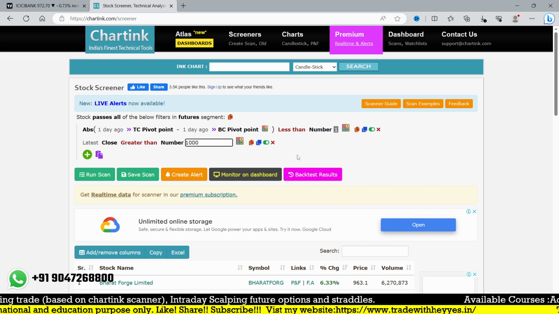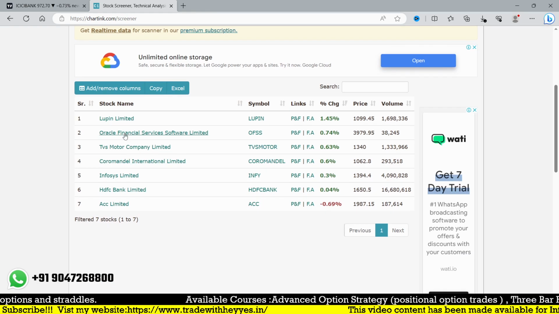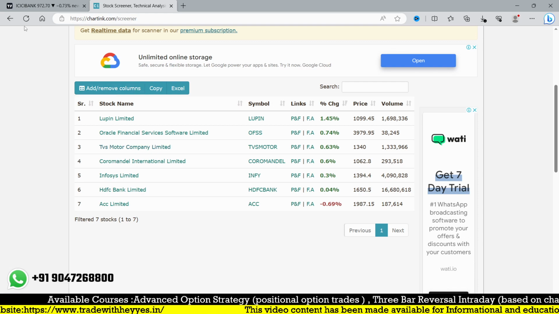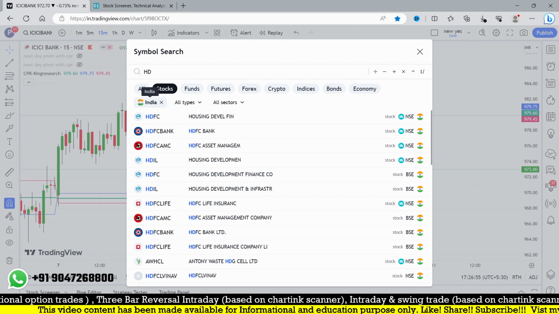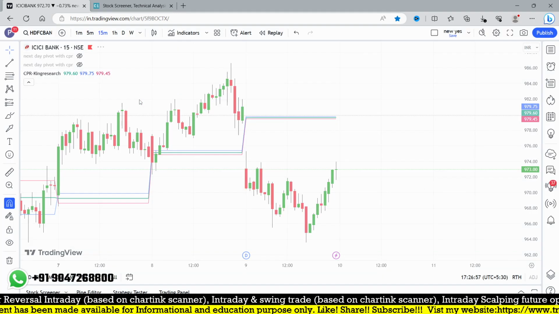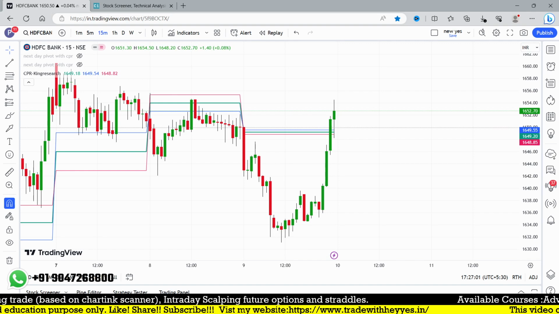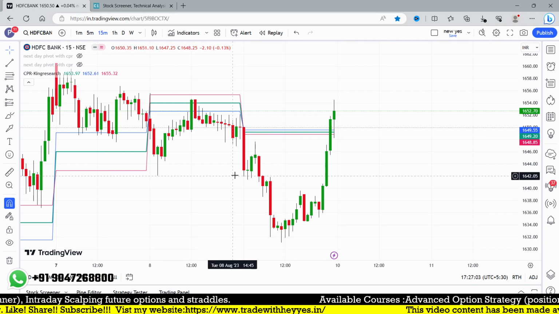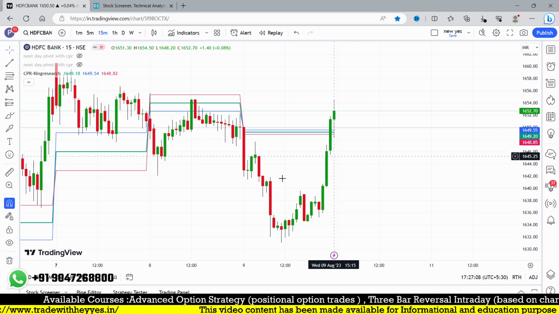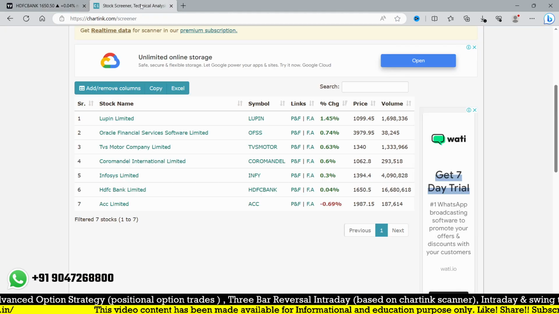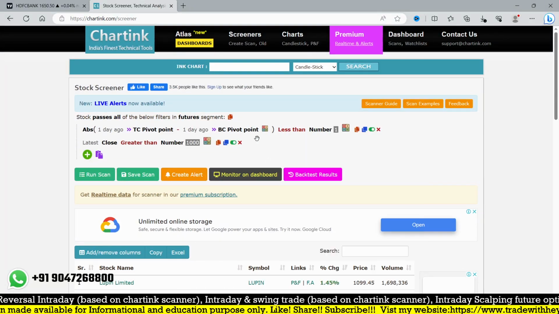If the stock value is greater than 1000 and the gap is 1 rupee, these are all the stocks: Lupin, TVS Motor, Infosys, HDFC Bank. HDFC Bank, very narrow, 49 to 48, it's less than 1 rupee. So maybe after moving down and giving you such a reversal, it touches the CPR level. Okay, that's right. Maybe this is one of the conditions which we can use.